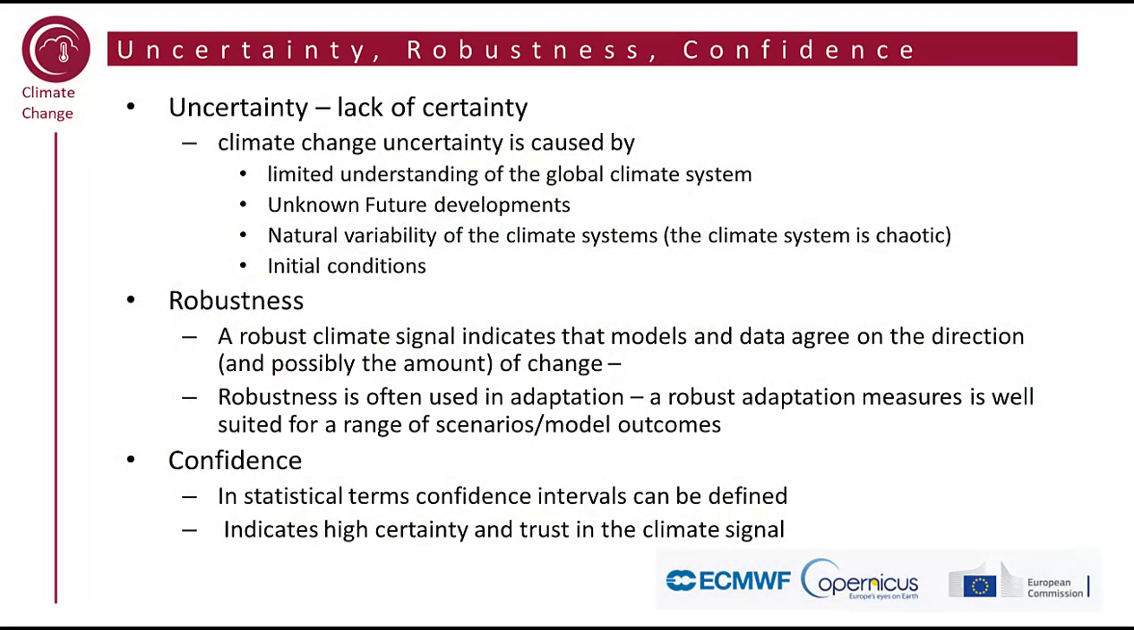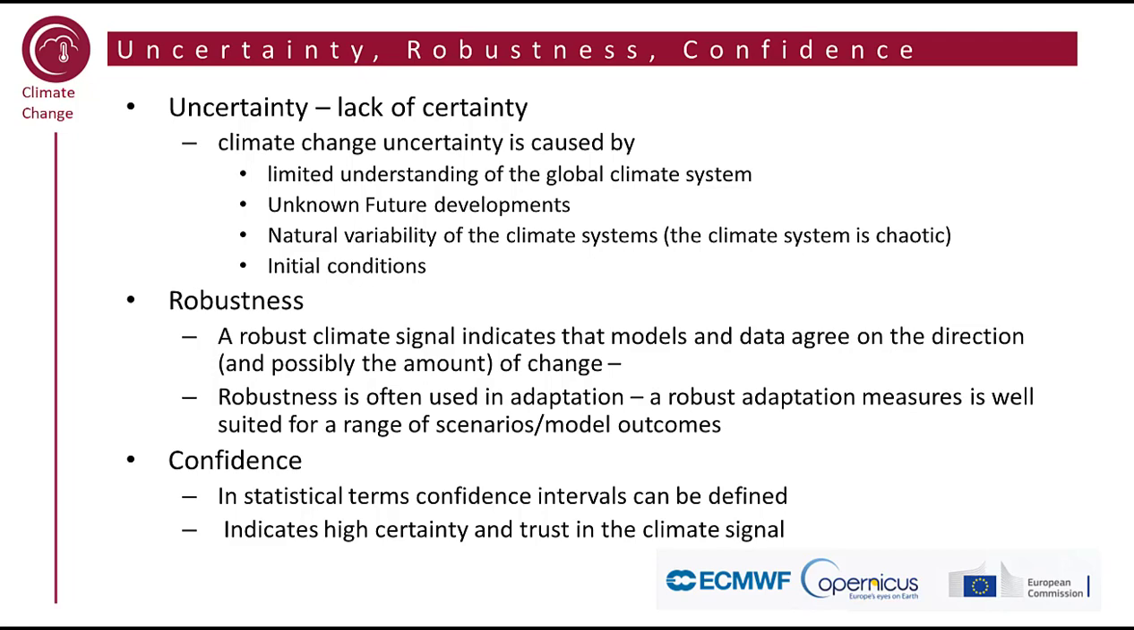When we discuss climate change, we very often focus on uncertainty. However, when talking to policymakers, it is often better to discuss robustness and confidence. Uncertainty is basically the lack of certainty, and climate change is uncertain because of limited understanding of the global climate system and how this will change in the future, unknowns in future developments and how this will affect future greenhouse gas concentrations of the atmosphere, natural variability of the climate systems, because the climate system is chaotic, and as a result, also the initial conditions are important.